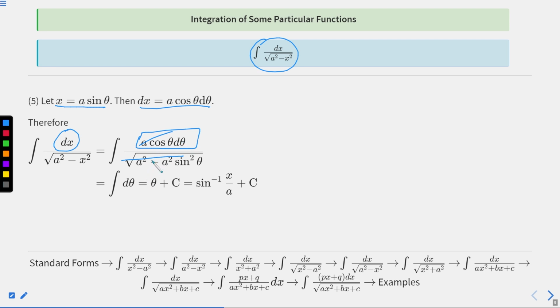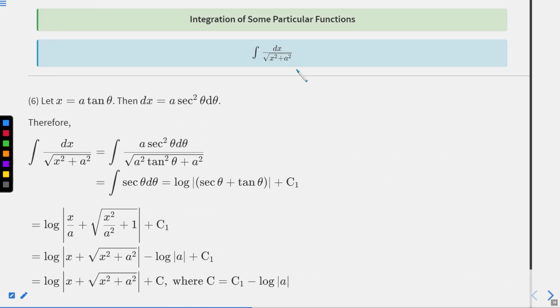This means the integration of d theta, which means theta plus some constant. Theta is what? Sine inverse of x by a. So sine inverse of x by a plus some constant will be the answer for this. I hope it is clear to you. So whenever you see the form integration of dx by root of a square minus x square, you will have sine inverse of x by a. Simple. Okay, let us move next.